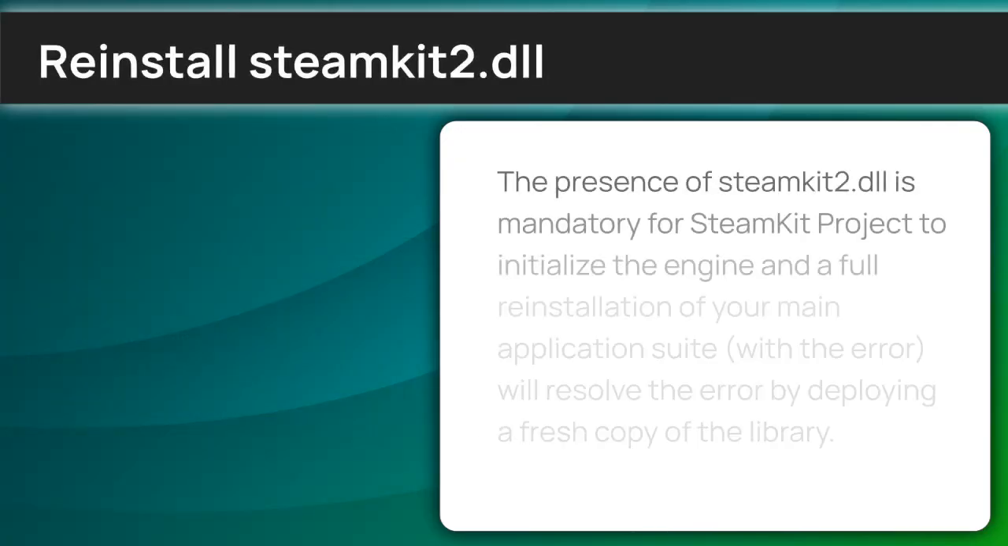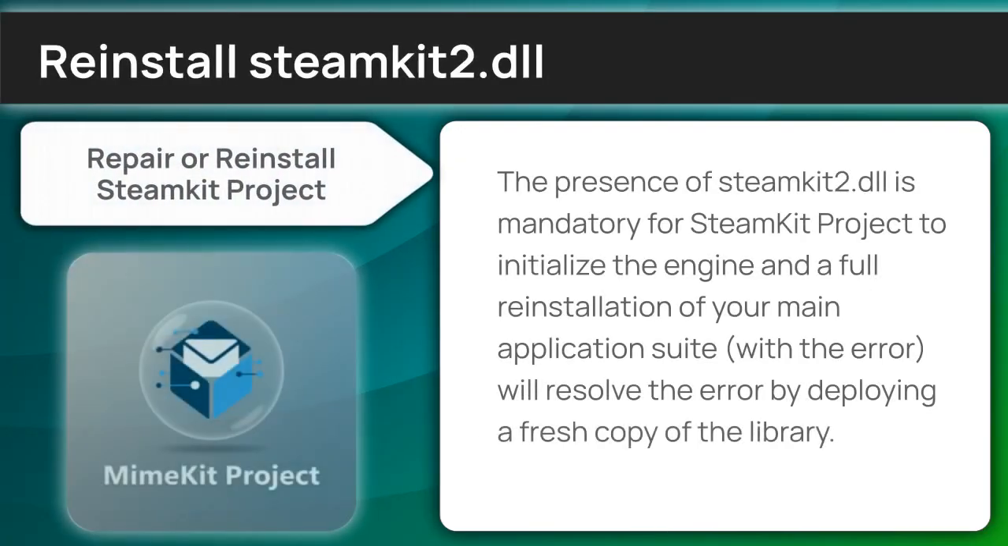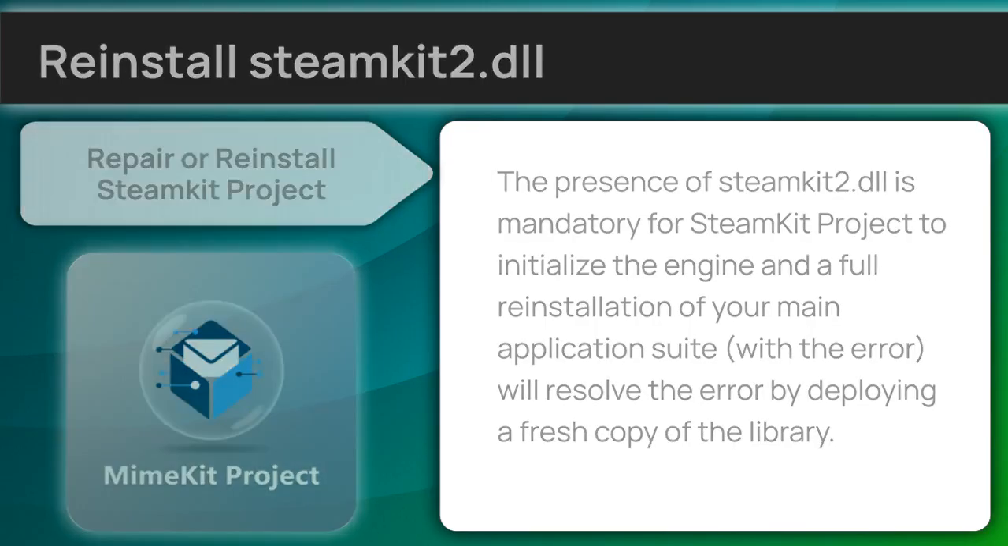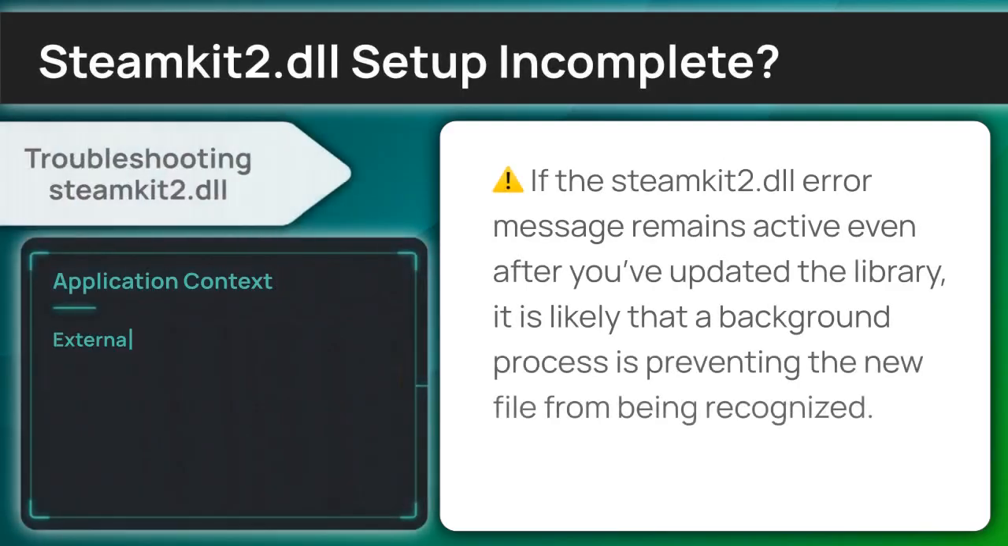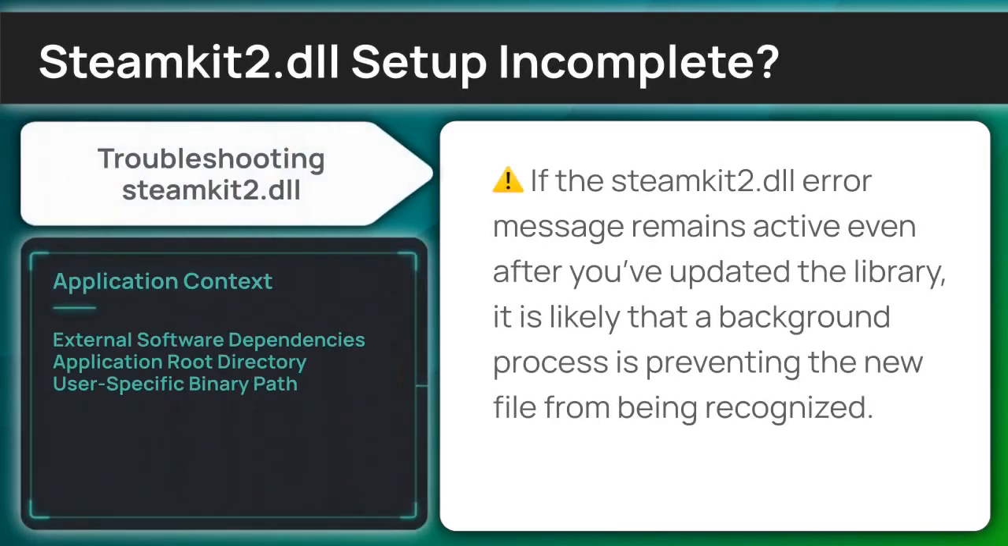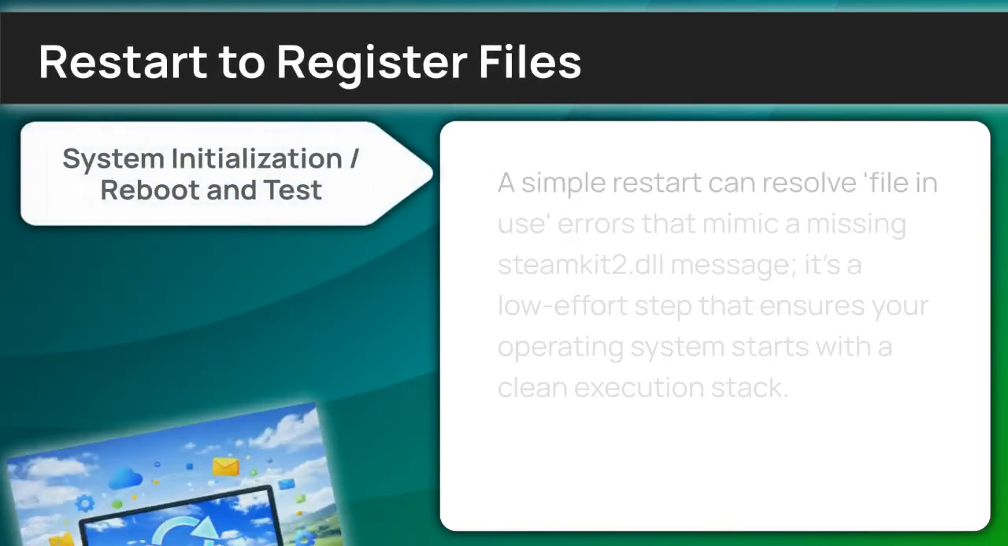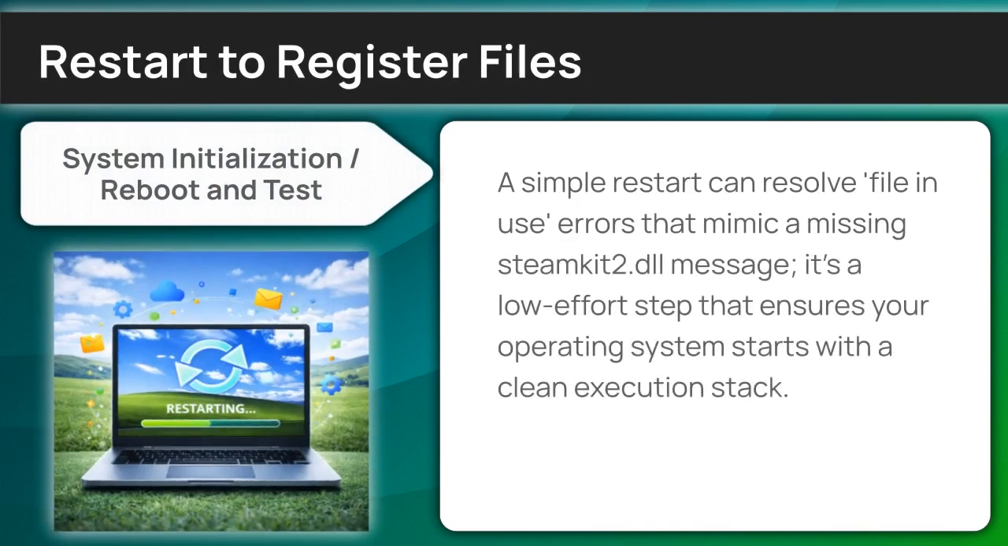The presence of SteamKit2 Library DLL is mandatory for SteamKit Project to initialize the engine, and a full reinstallation of your main application suite with the error will resolve the error by deploying a fresh copy of the library. When a standard software refresh isn't enough, we need to bypass the automated installers and look at manual system state resets. A quick system restart is a practical way to ensure that all shared libraries, including SteamKit2 library, are being loaded correctly into the current session's memory.